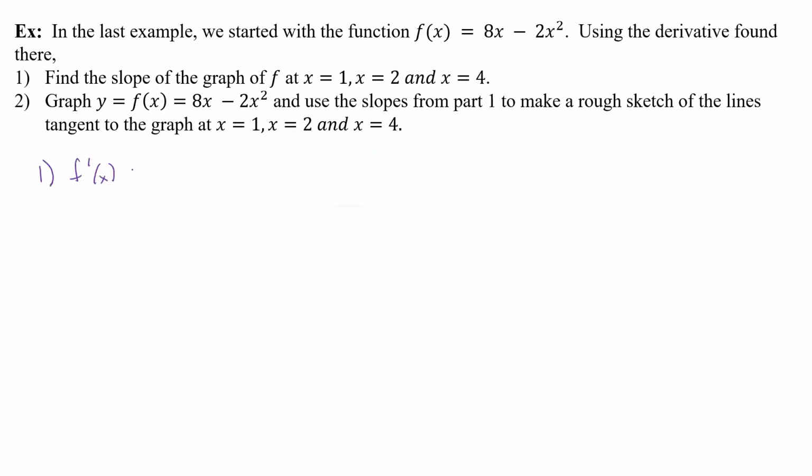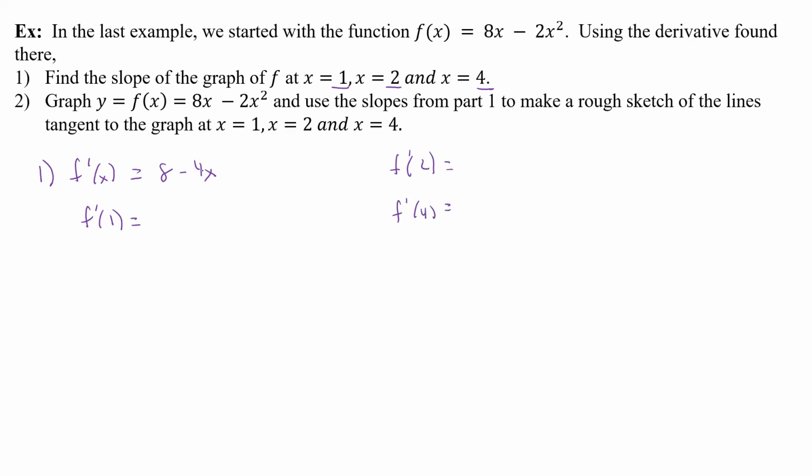So f prime of x we said was 8 minus 4x. Okay. So now we're supposed to find the slope of the graph at 1, 2, and 4. So basically, we're just going to find what f prime of 1, f prime of 2, and f prime of 4 are equal to.